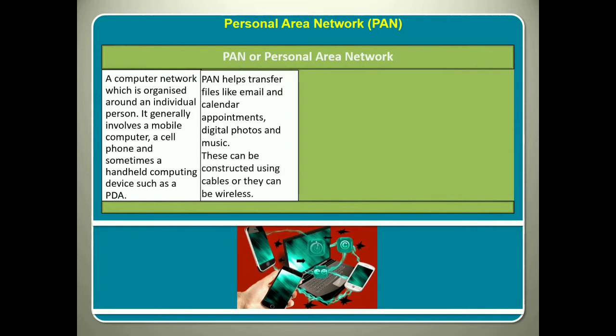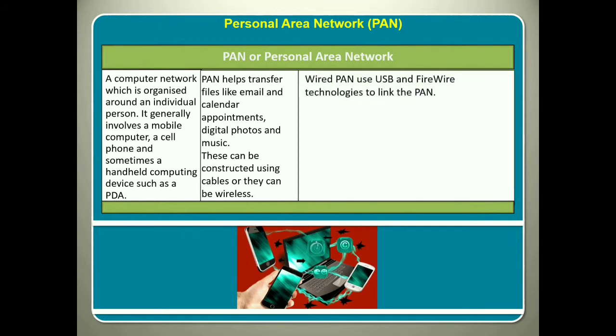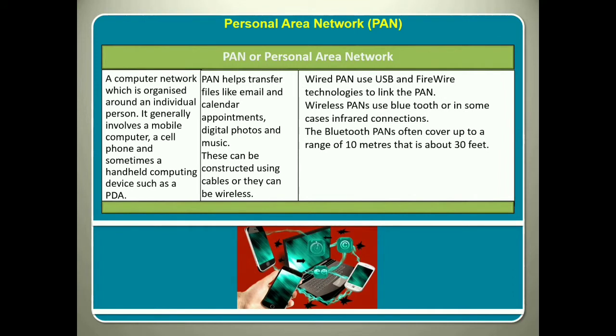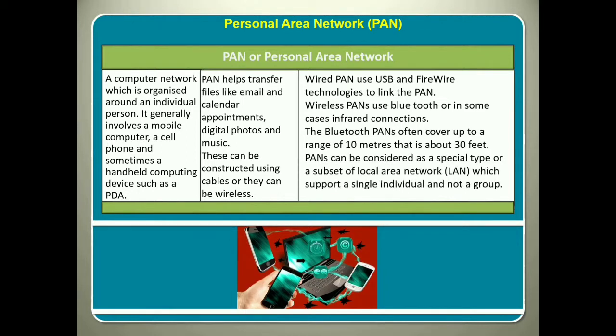These can be constructed using cable or they can be wireless. In case of a wired PAN, USB and FireWire technologies are used to link the PAN, whereas wireless PANs use Bluetooth or in some cases infrared connections. The Bluetooth PANs often cover up to a range of 10 meters, that is about 30 feet. PANs can be considered as a special type or a subset of local area network or LAN, which support a single individual and not a group.